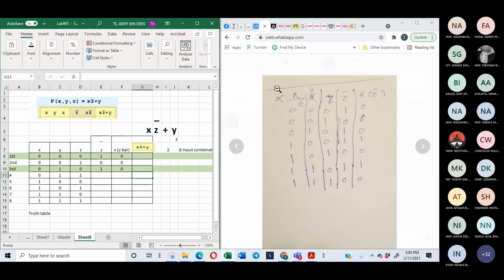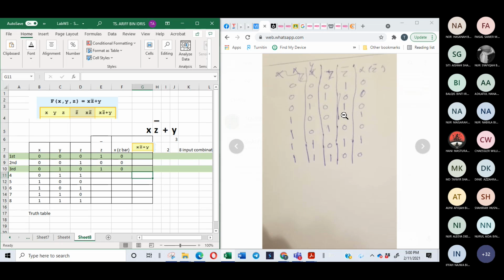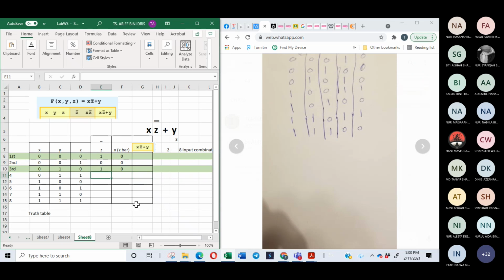What about the fourth input combination? 1, 2, 3, 4. The X bar is 1. The Z bar is 1. And then X and Z bar, 1 and 1, the answer will be 1. Z bar is 0. The fourth combination is 0. Is it correct? Same with your answer.